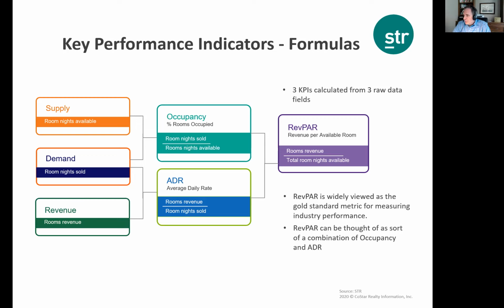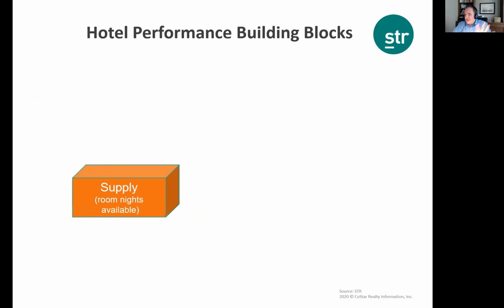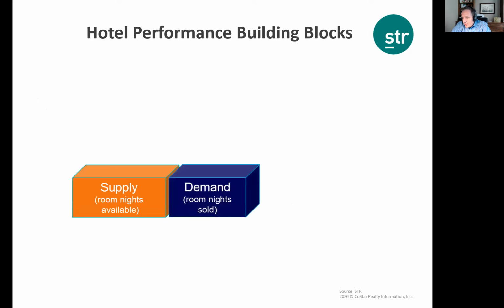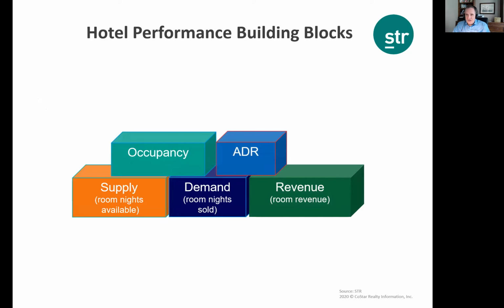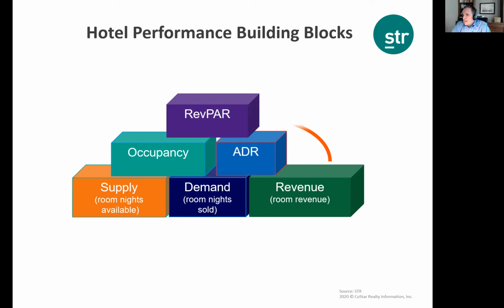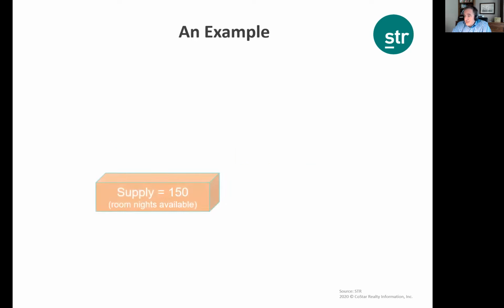As the notes say, RevPAR is widely viewed as a gold standard metric for measuring performance. It can be thought of as sort of a combination of occupancy and ADR. So here we have it in building block format. One more time. Supply, raw data. Demand, raw data. Revenue, raw data. Upon that raw data, 3 KPIs: the occupancy, demand divided by supply; the ADR, revenue divided by demand; and then RevPAR, revenue divided by supply. And that's how it all fits together.